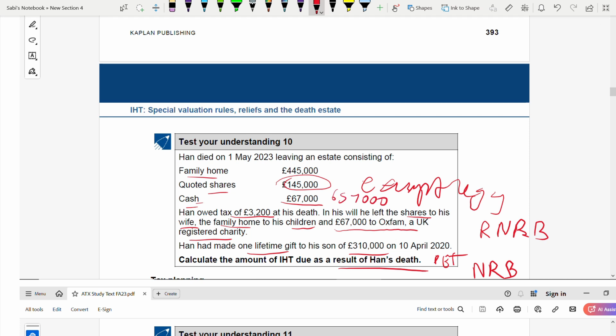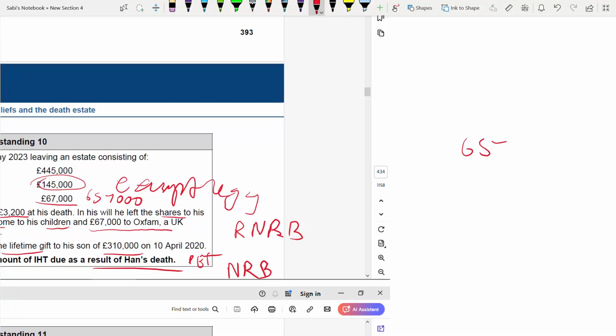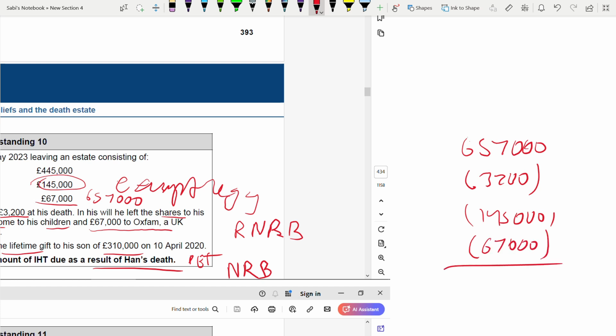So from 657,000, we'll deduct the debt of 3,200, and deduct the exempt legacies. Remember, there are two exempt legacies now: the spouse and the charity. How much to the shares? 145,000. And how much is the charity? 67,000. So the gross chargeable estate is 441,800.